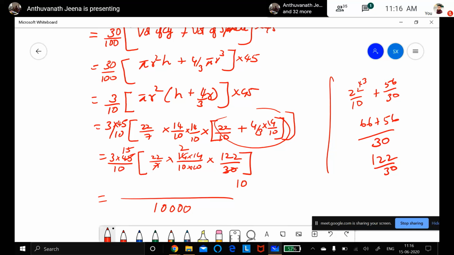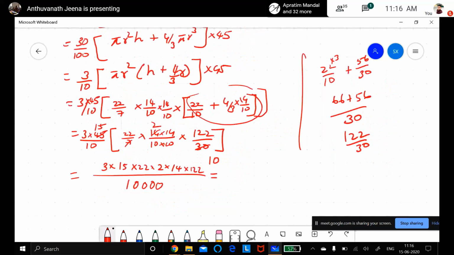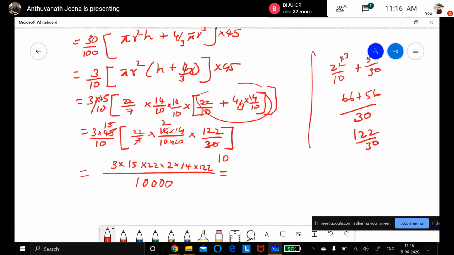Keep all the 10s together and then multiply. 3 into 15 into 22 into 2 into 14 into 122. This has to be multiplied. Okay. Now you don't do everything here in calculator just because you are at home. But you multiply on your own and check. Go to the rough column, multiply each and everything and then get the answer.